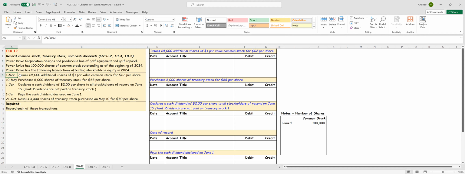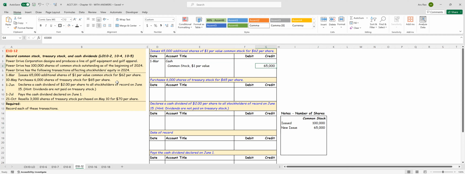On March 1st, we issued an additional 65,000 shares. So I have a new issue of 65,000 shares. The par value is $1 for these shares. I sold them for $62 per share. So let me go ahead and write my date. I received cash. I've sold stock. The par value is only $1. I sold 65,000 shares, so it's going to be $65,000. That's 65,000 shares times $1 per share.